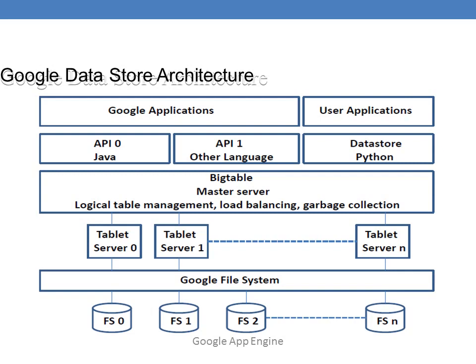So the Google data storage architecture: Google applications and user applications, API 1, API 0 and others, languages that provide data storage, with programming and language support in Google App Engine. The Bigtable master server handles logical table management, load balancing and garbage collection. These are tablet server 0, 1, 2, up to server n. The Google File System provides storage, using other file systems to store the data in the database.